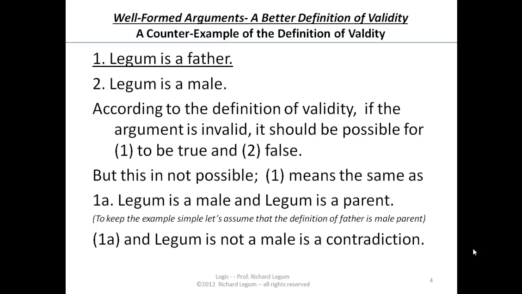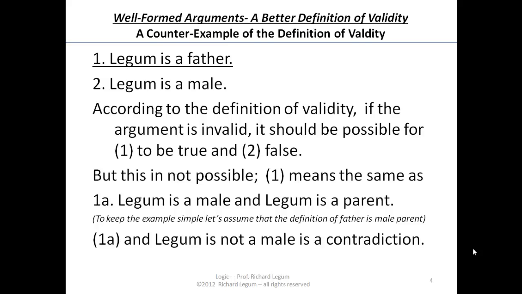Okay, but to keep, 1A, one means the same as 1A, and 1A, and it's false that Legum is a male. That is, if Legum is a male and Legum is a parent, and it's not the case that Legum is a male, that's a contradiction. You can't possibly find an example.